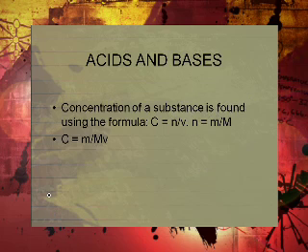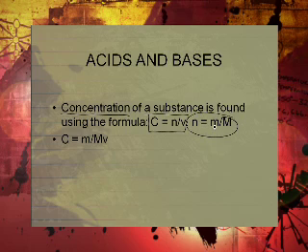Okay. Now, looking at the concentration of a substance, this is found using the formula C equals n over V, number of moles over volume. But we know that number of moles is given by mass over molar mass. So we can actually, in place of n, put m over M. When we do that, we end up with this formula here that says concentration is given by mass divided by molar mass times the volume in which the substance is being dissolved.